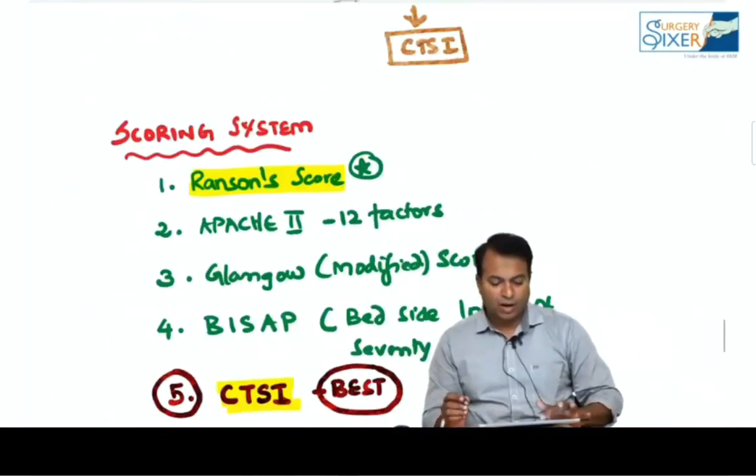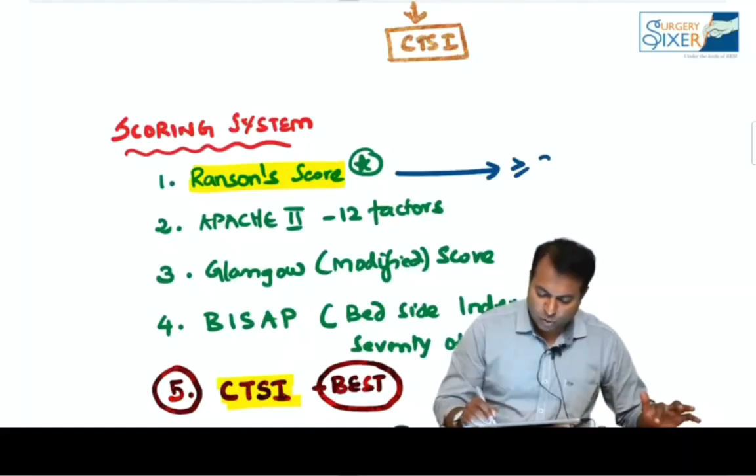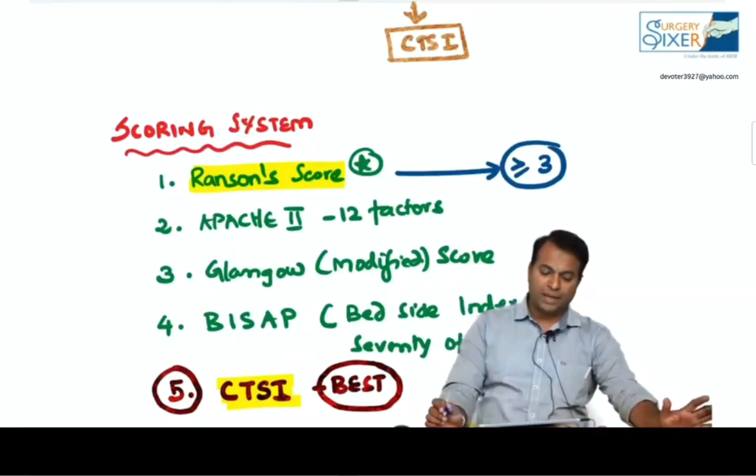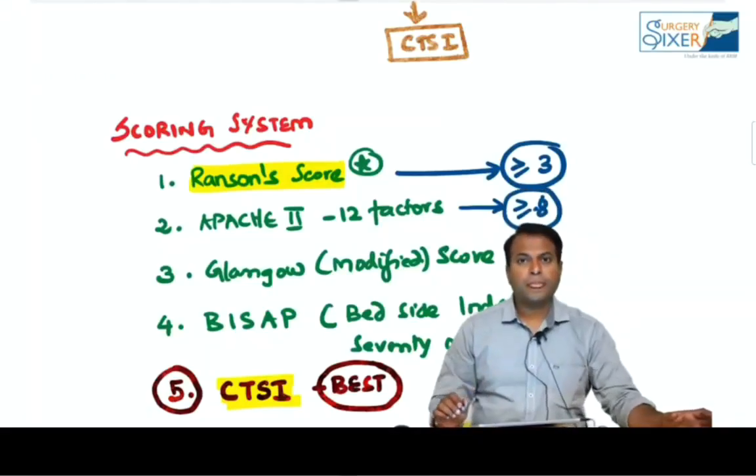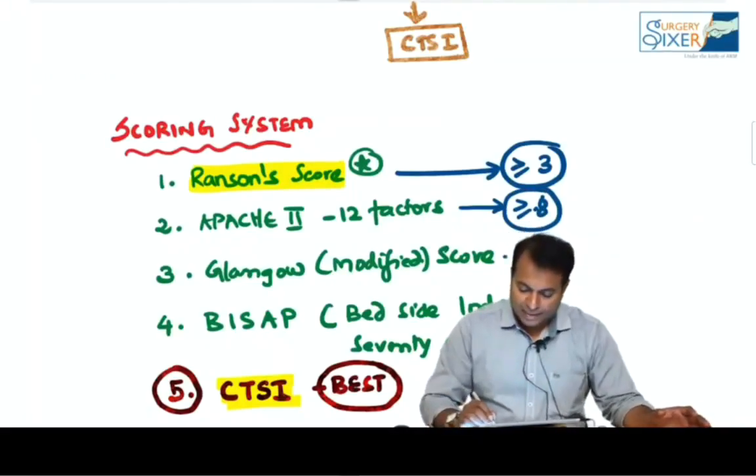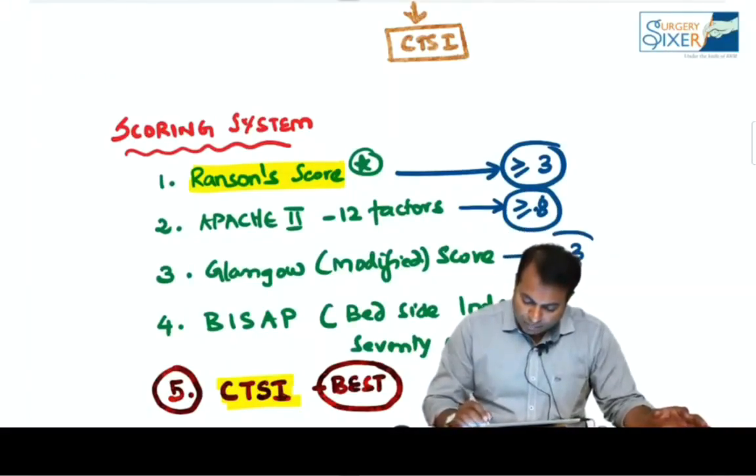So come back to the previous table column. Ranson score is said to be severe acute pancreatitis when the score is greater than or equal to 3. APACHE II scoring, when it has greater than or equal to 8 factors, it is severe. Glasgow score is said to be severe when there are 3 or more positive among the 8 factors.